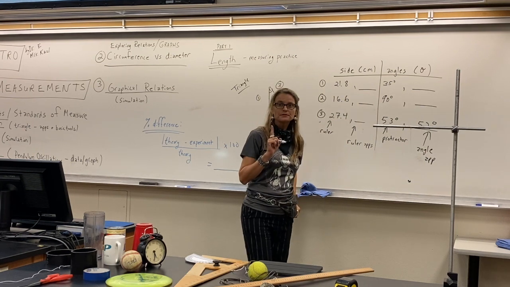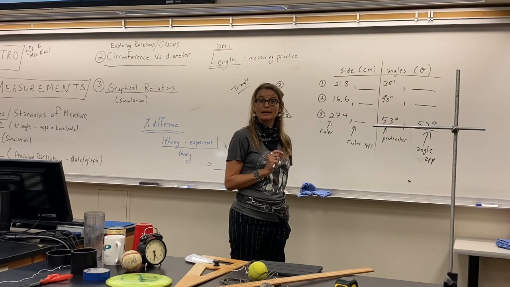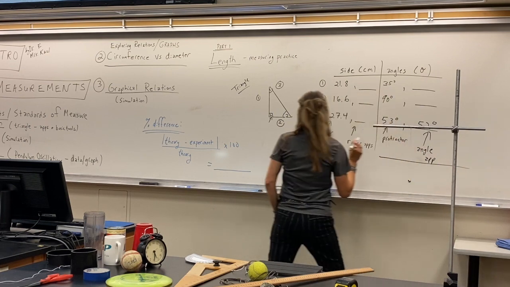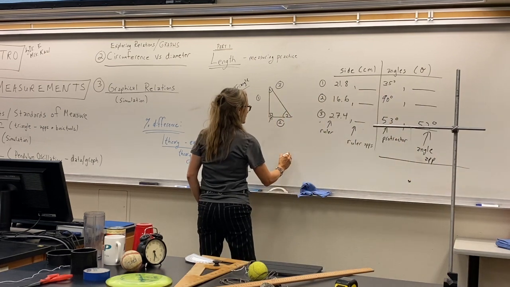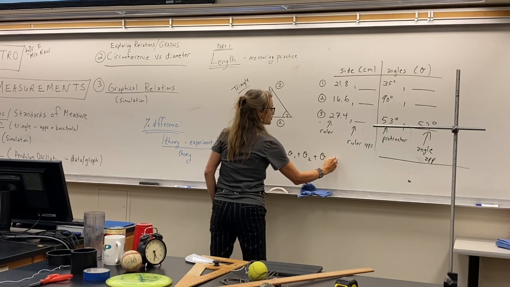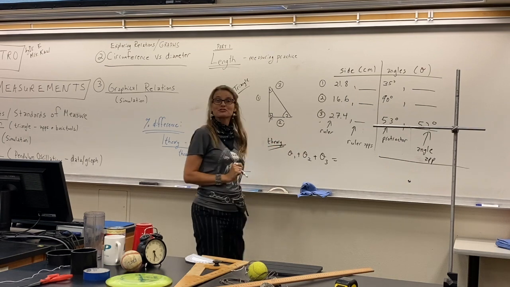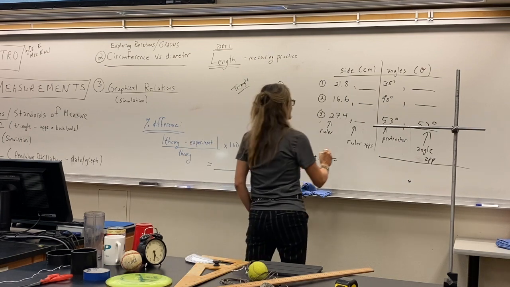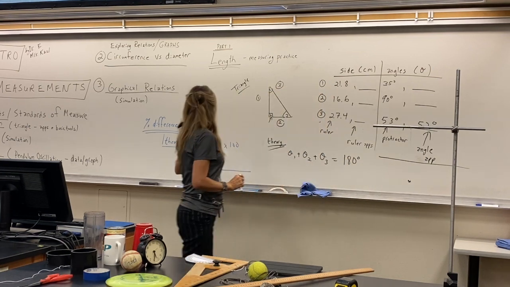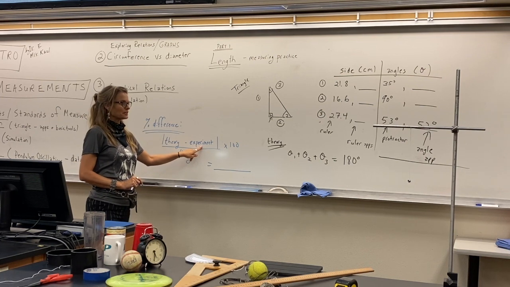But what we can do and get a good picture of how our data is collected, how precise our data is, we know that the interior angles, right, angle 1 plus angle 2 plus angle 3, we know in theory by our triangle geometry must equal 180 degrees, right? And that's our theory measurement. We can compare that theory of 180 degrees to our experimental measurement.